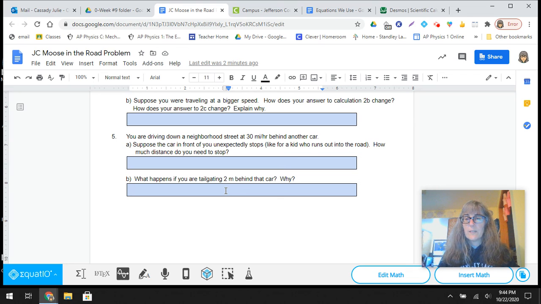So that is the rest of this moose problem. And stopping distance, a classic.